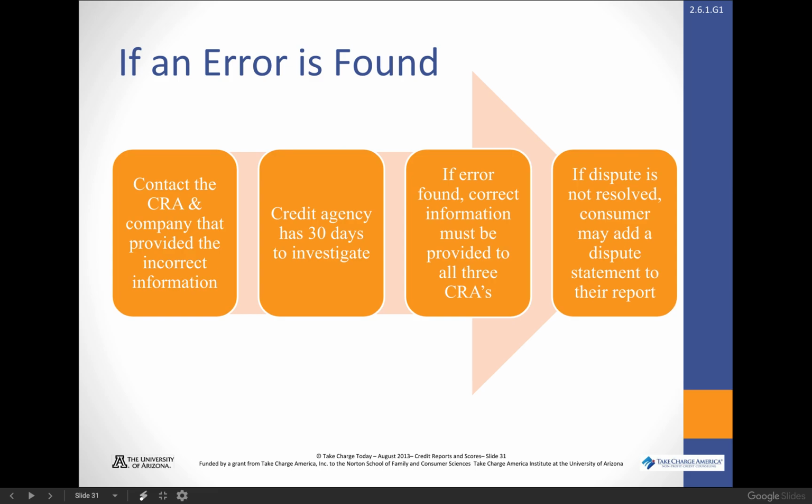If you are looking at your credit score or your credit report and you think that something is incorrect, you're going to want to contact that CRA directly. You're going to provide them with whatever information you think is incorrect. They have 30 days to investigate this claim to identify if this is correct or if that information is incorrect. And if they actually find that error, then they have to communicate that with the other 2 CRAs.